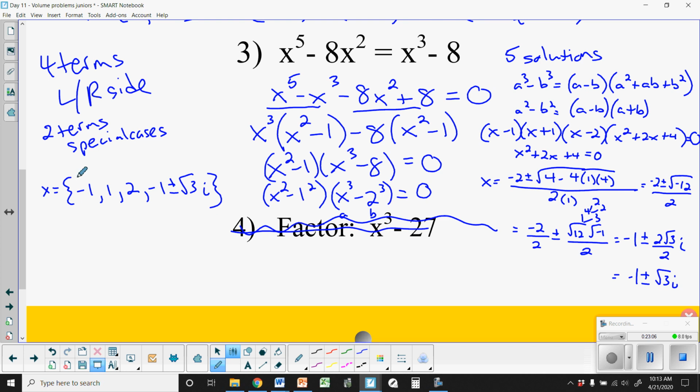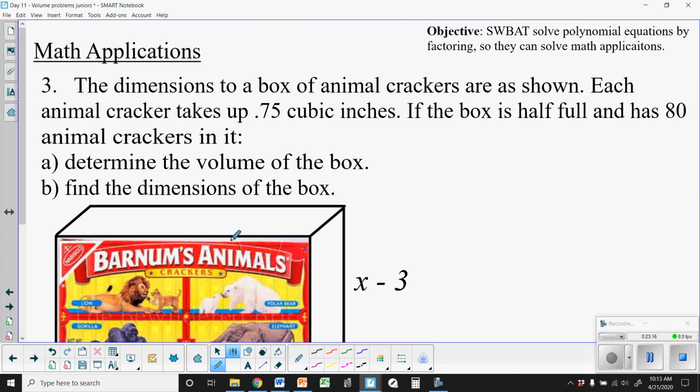All right, and then this will be our set. 1, 2, 3, 4, 5 solutions. 5 was what we were expecting. All right, so we have some time for one more problem here. We're going to look at this math application.